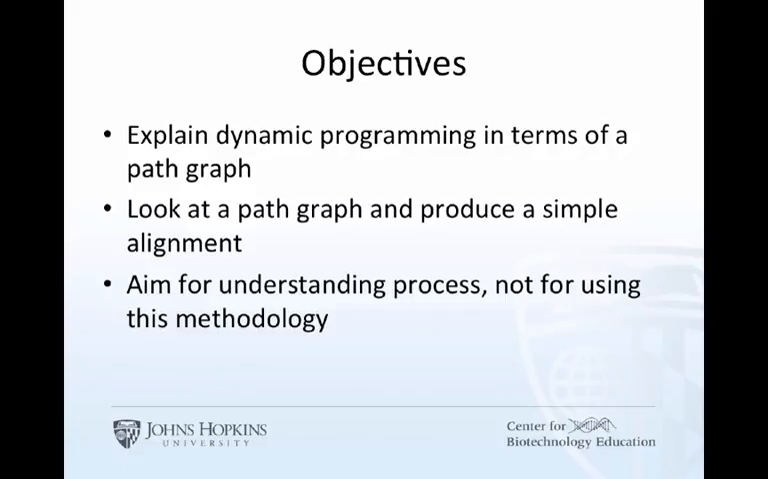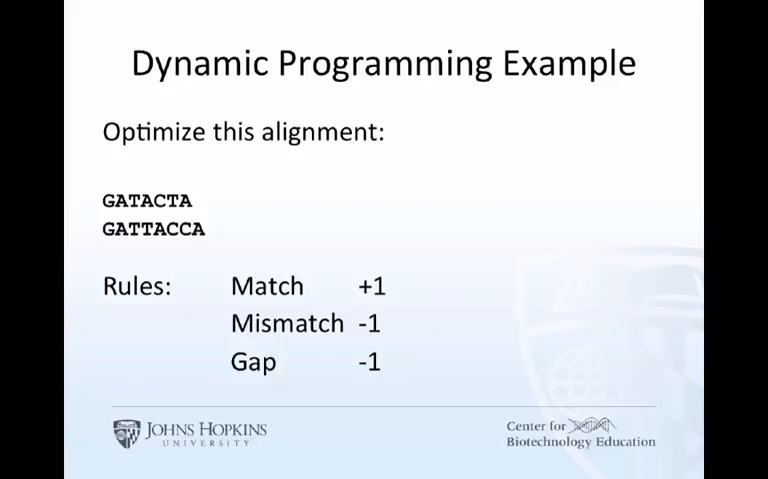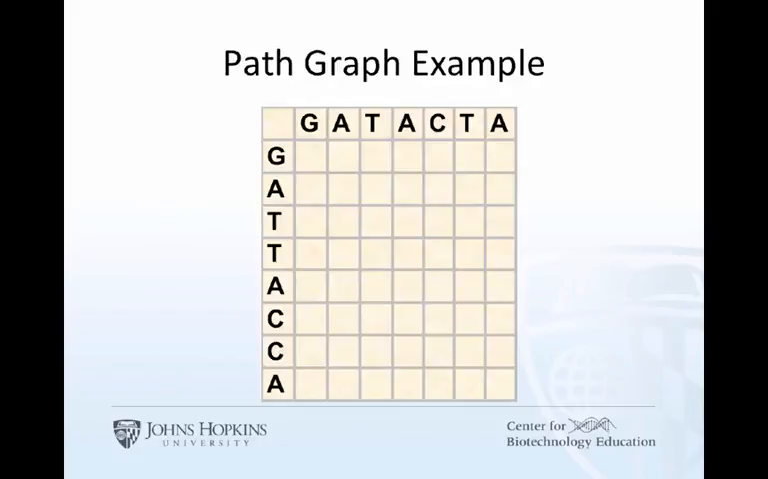alignment algorithm. So here's our exercise. This is the alignment we want to optimize. They are DNA sequences because DNA sequences are easier to work with. And our rules are going to be simple: +1 for a match, -1 for a mismatch, and -1 for a gap. First thing we do is draw a graph. Actually, more of a grid on a simple graph paper. And on one axis, we put one sequence, and on the other axis, we put the other sequence.